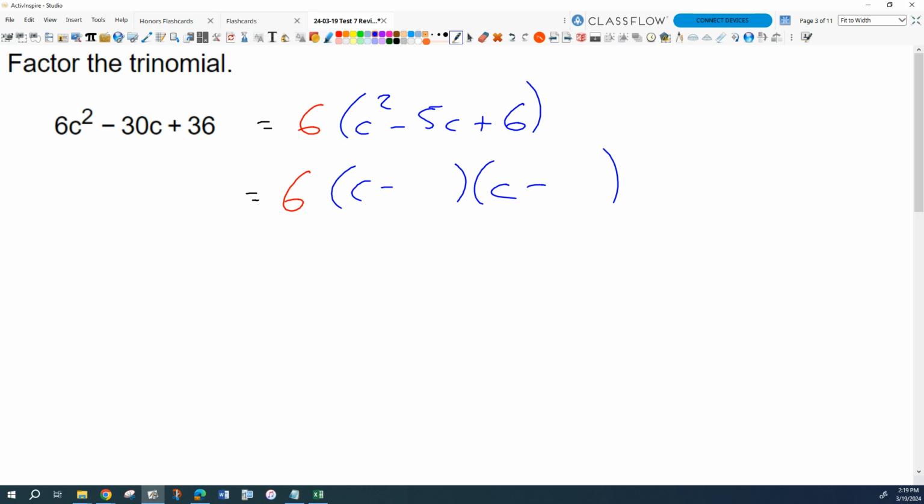All right, so what would the numbers be? 3 and 2. Now that we know the signs are both negative, it's easy for us to know that they're 3 and 2. We don't make that mistake. Okay, and we're done. Okay, how we doing? Good? All right.